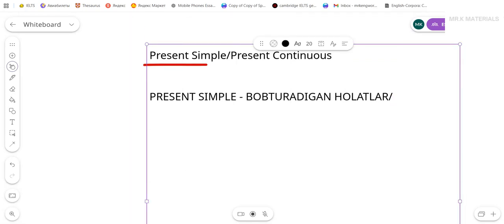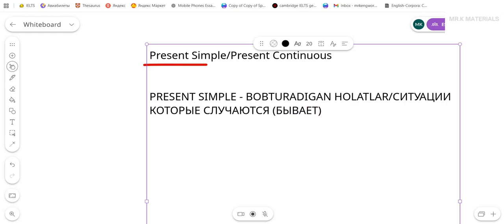In Russian, we use it for situations which happen. To be more precise, you can imagine, let's say your friend fails an exam, and you say, it happens, bo'p turadi. It happens, things that happen, facts of life, or what simply happens to people. This is present simple. Alright, I hope the function is clear. Let's look at the structure.